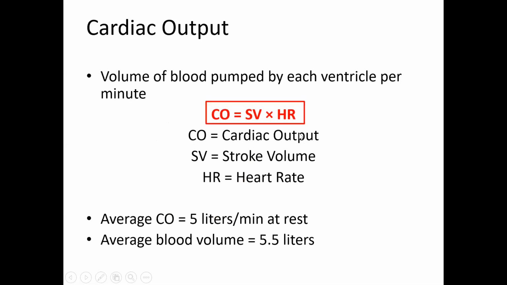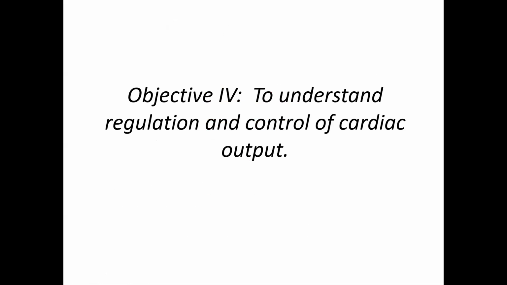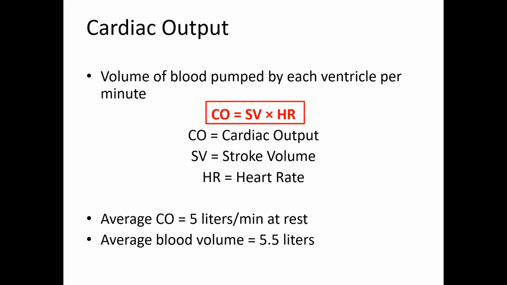Okay, so we're starting off here with the cardiac output, and this is the fourth objective in the cardiovascular system, basically understanding how everything is regulated and controlled. When we speak about regulation and control in the cardiovascular unit, that is going to mean the autonomic nervous system, right? Remember, the autonomic nervous system controls smooth muscle, cardiac muscle, adipose tissue, and glands.